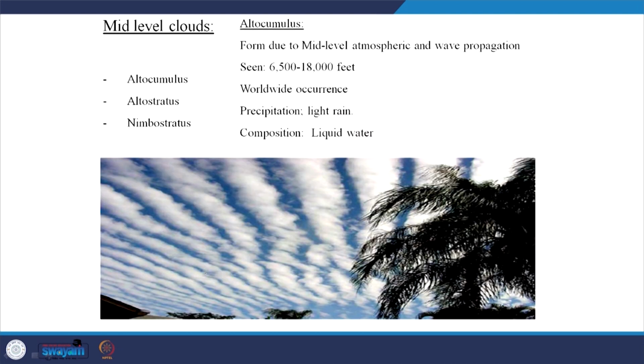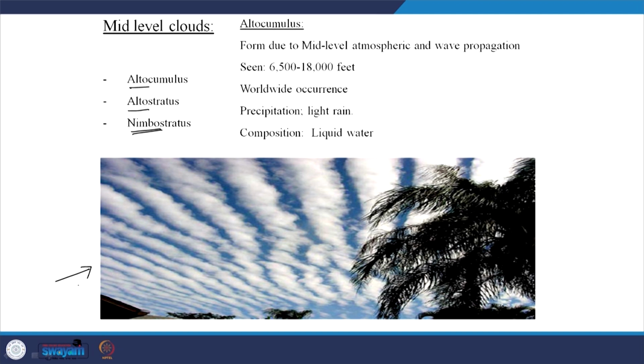Then the mid-level clouds. Apart from the low-level clouds, you also have the mid-level clouds, which are altocumulus, altostratus and nimbostratus, right. Here you see alto, which indicates the height, the upper altitude regions, and in nimbostratus, nimbo means the moisture content, right. For example, altocumulus form due to the mid-level atmosphere and wave propagation. This is how altocumulus clouds look. They form due to atmospheric wave propagation. Waves such as gravity waves or propagating waves will result in the formation of this type of cloud.